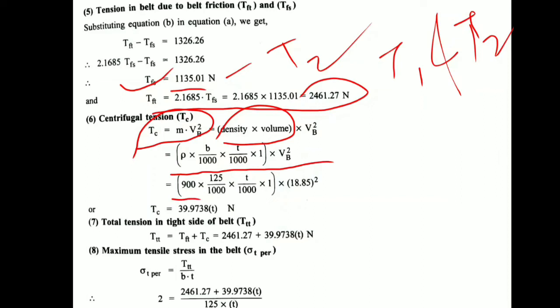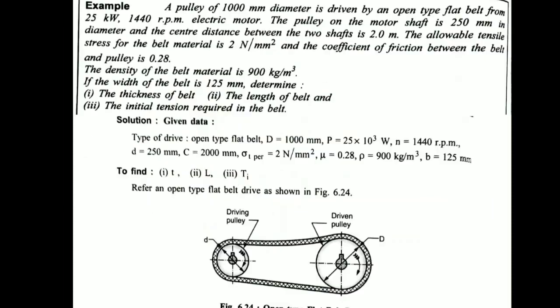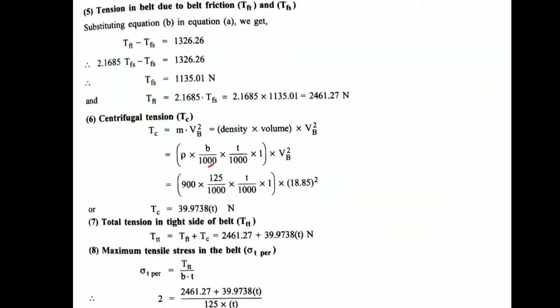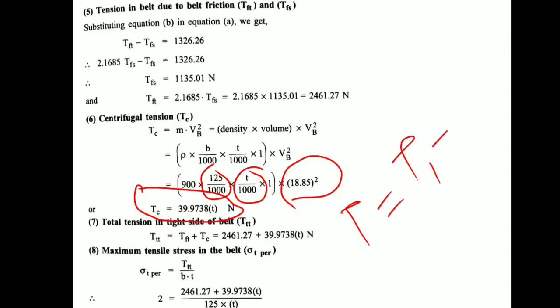They have given width, that is face width b 125, you can see in the given data 125 here. So we just kept here 125 into thickness, we don't know right now, into 1 into velocity, that is 18.85, which was our first step. Therefore centrifugal tension is 39 point something in terms of T, thickness we don't know right now. But we know the equation, total tension is equal to T1 plus Tc.